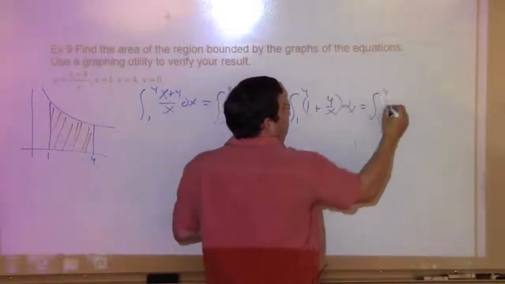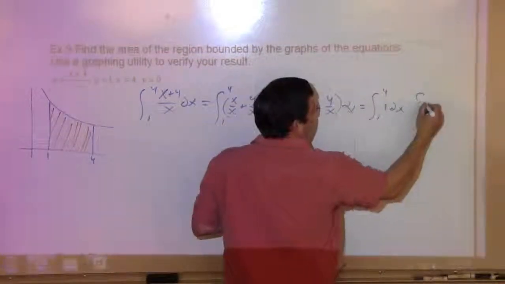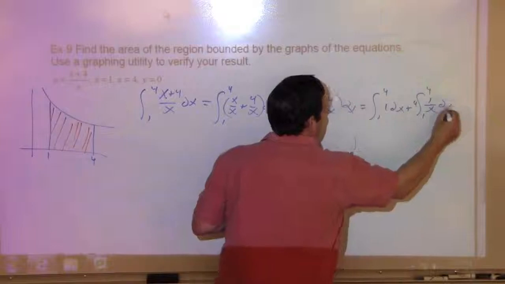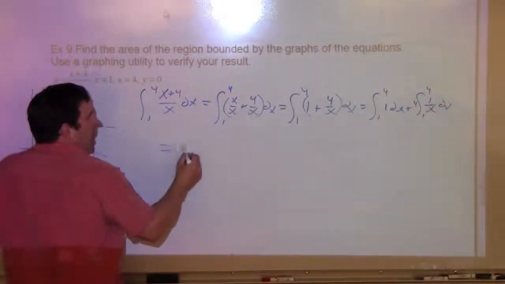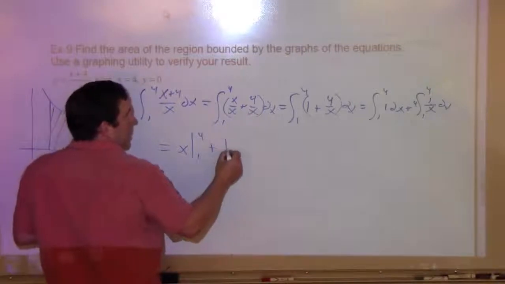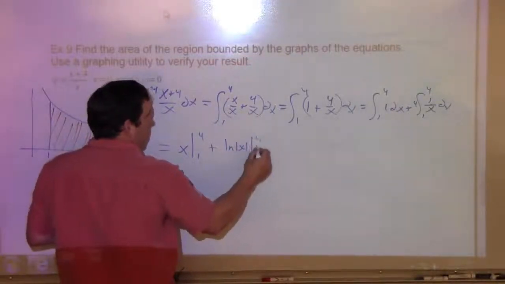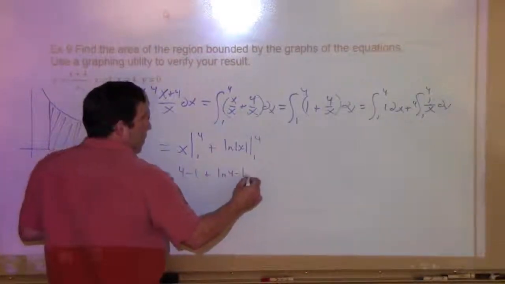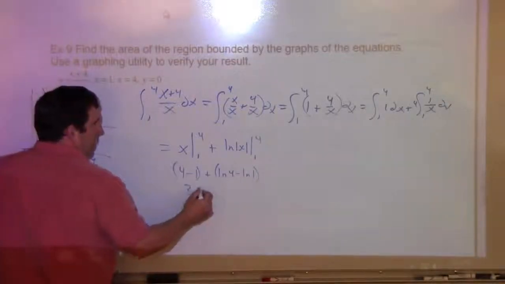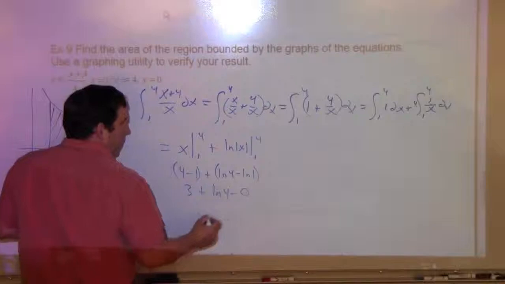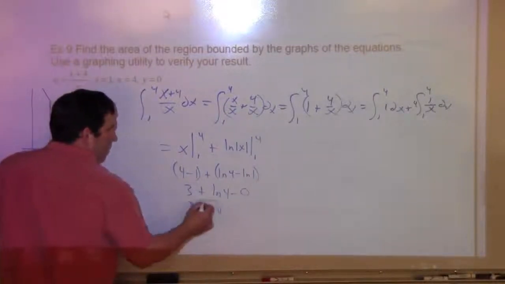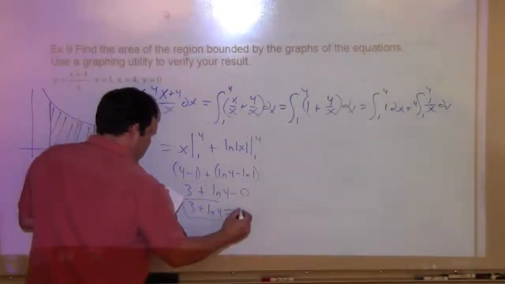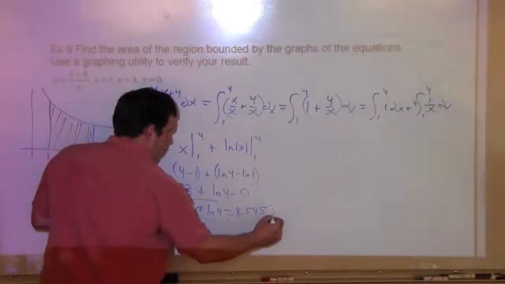And that's the integral from 1 to 4 of just 1 dx plus the integral from 1 to 4 of 4 over x. Let's pull the 4 out front. 4 times 1 over x dx. So we end up with x from 1 to 4 plus natural log of the absolute value of x from 1 to 4. That's 4 minus 1 plus natural log of 4 minus natural log of 1. That's 3 plus natural log of 4 minus 0. So 3 plus natural log of 4. That would be approximately 8.5452.